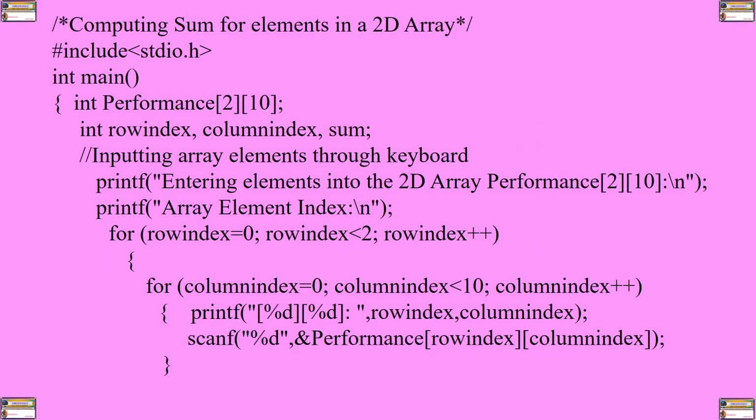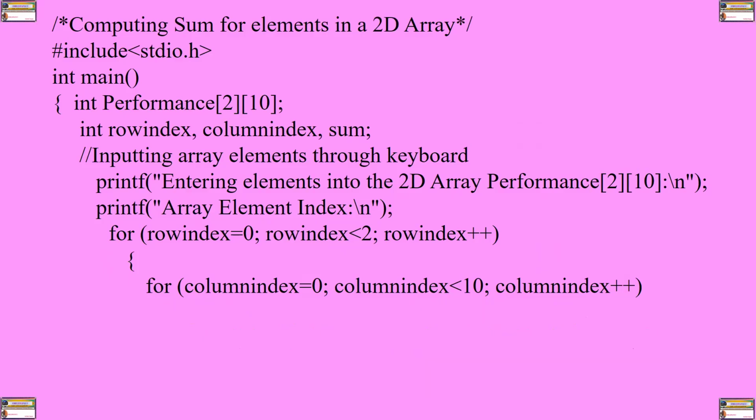The other one is 0, 4. The other one is 0, 5. The other one is 0, 6. The other one is 0, 7. The other one is 0, 8. The other one is 0, 9. And once 9 is reached and it is incremented by 1, it means that column index will become 10. So you check, is 10 less than 10?